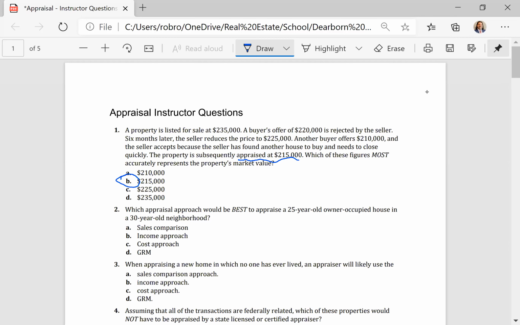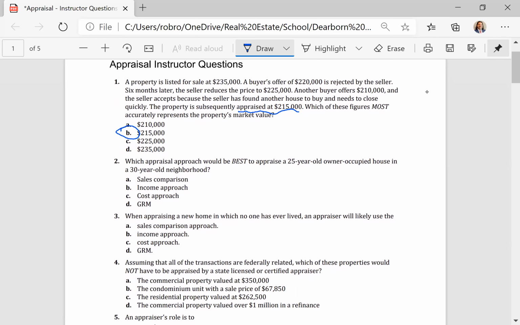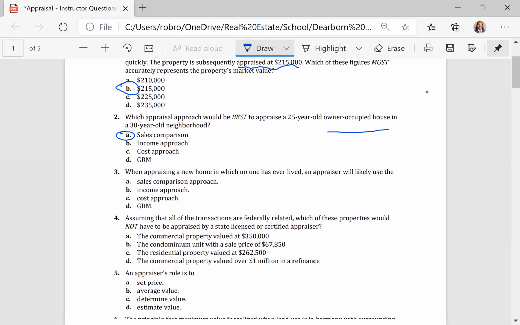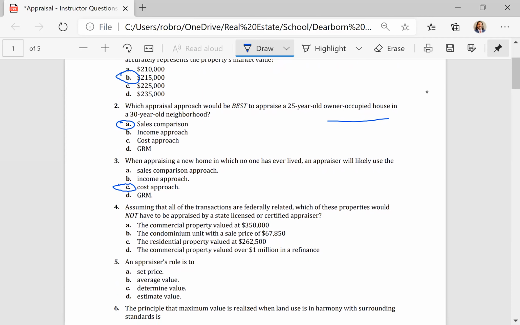All right, number two, which appraisal approach would be best to appraise a 25-year-old owner-occupied house in a 30-year-old neighborhood? A. Remember, because it's residential, that would probably be the best. Number three, when appraising a new home in which no one has ever lived, an appraiser will likely use the what? C, you got it. And will there be any depreciation? Probably not. Because it's brand new construction, they might use the cost approach.